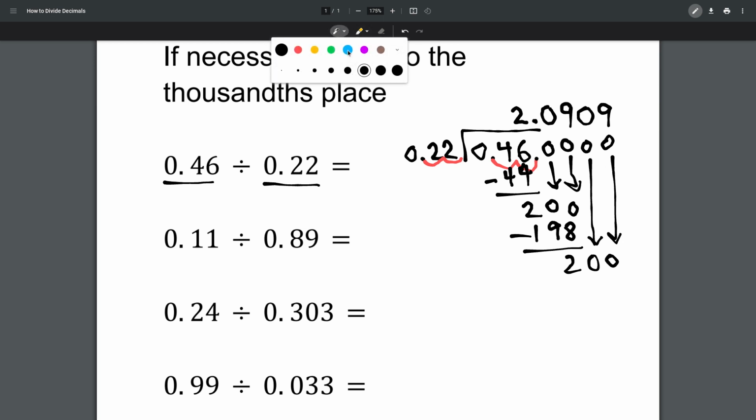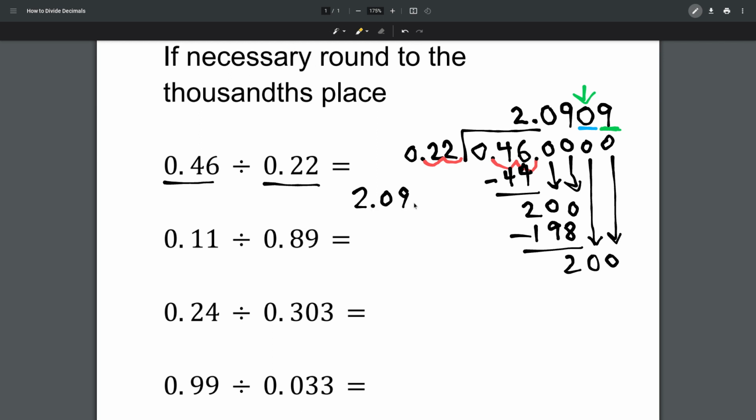So the thousandths place is this place here. And to do that, we want to look to the place after it, so the 10,000ths place in this case. We're going to look here, and if this number is 5 or greater, we're going to round this number up. So when I round this, I'm going to round the solution here to 2.091. Okay, and that's it for the first one.